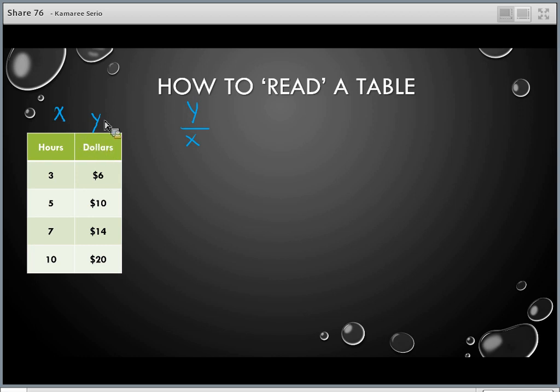When you go all the way to the end, it's X, Y, Z, right? So it's in alphabetical order. So first column is always X. Your second column is always going to be Y.